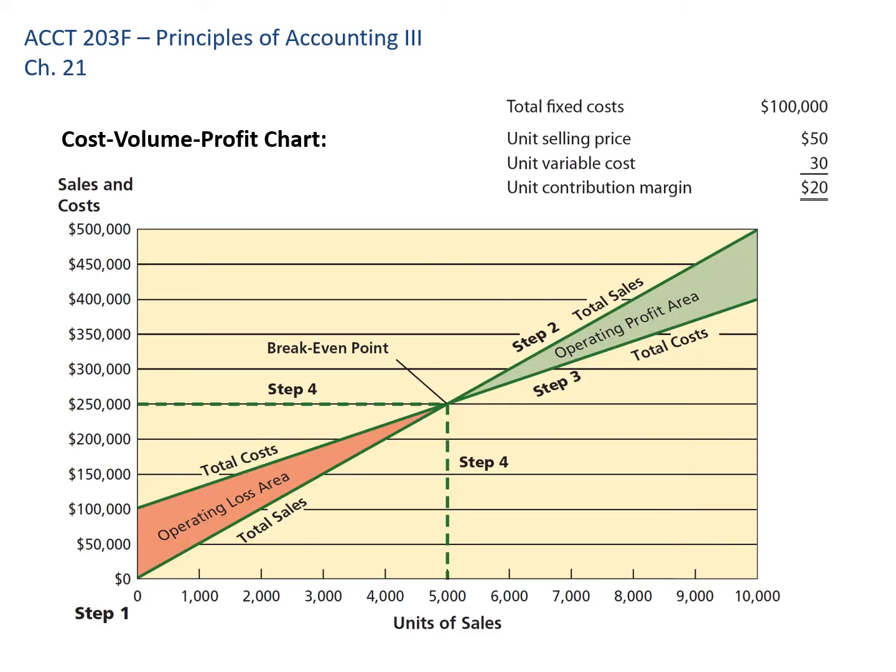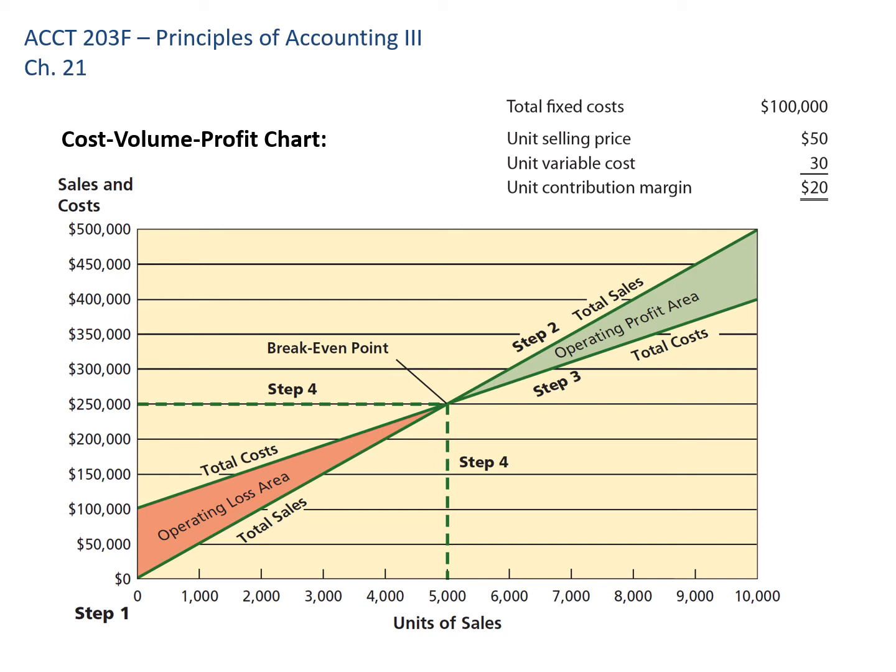So here's an example where you can see the total sales line starts at 0 and goes up to $500,000. So that's $50 per unit times 10,000 units. They think that 10,000 is their max capacity. So the total cost line, you can say I've got variable cost of $30, so 30 times 10,000 is $300,000. And then it starts at 100,000, so 300,000 plus 100,000, it's going to end at 400,000.